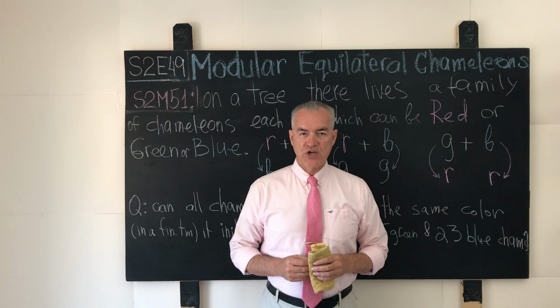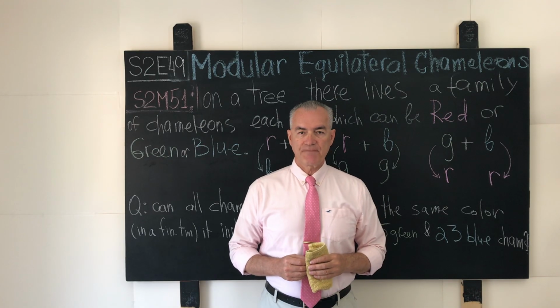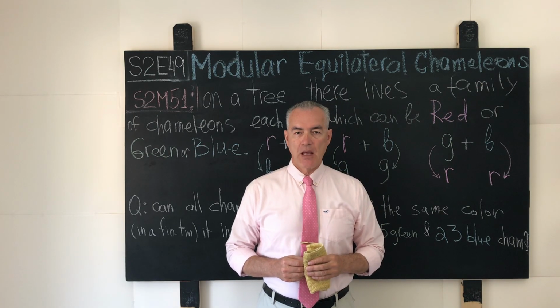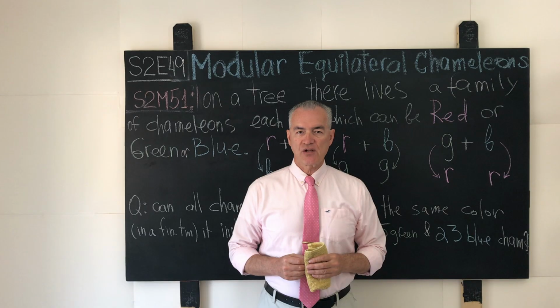Welcome to the Problem Channel Season 2, Episode 49, the episode which I titled Modular Equilateral Chameleons, because in this episode we will solve a beautiful mathematical problem that deals with color transitions among the members of a family of chameleons.